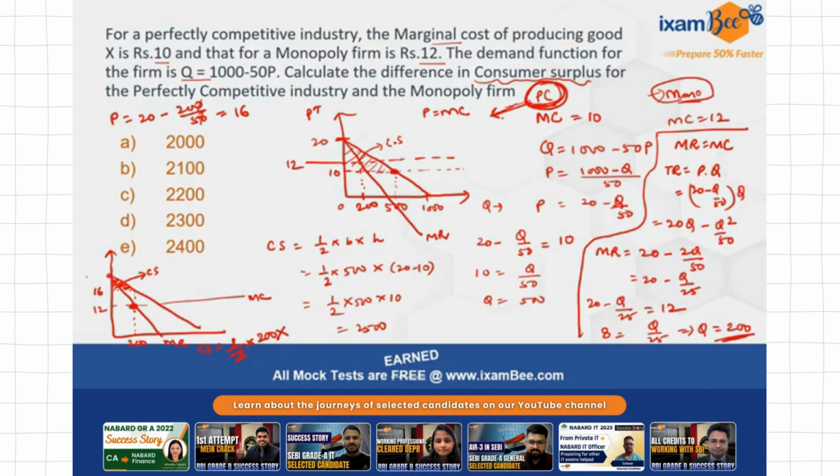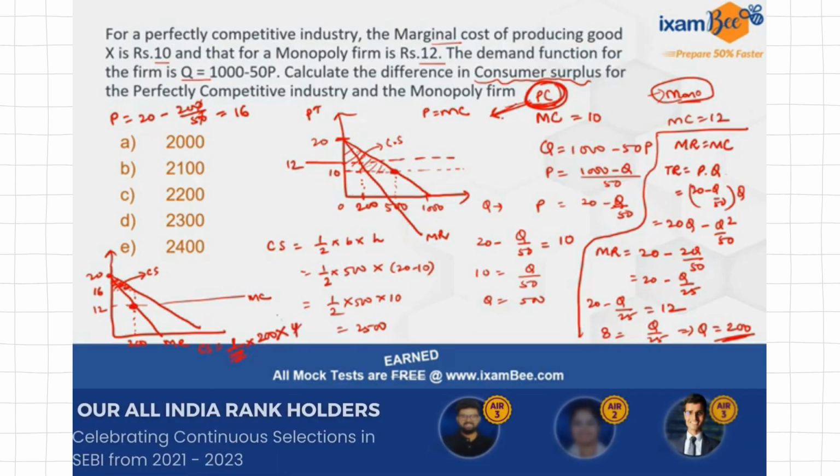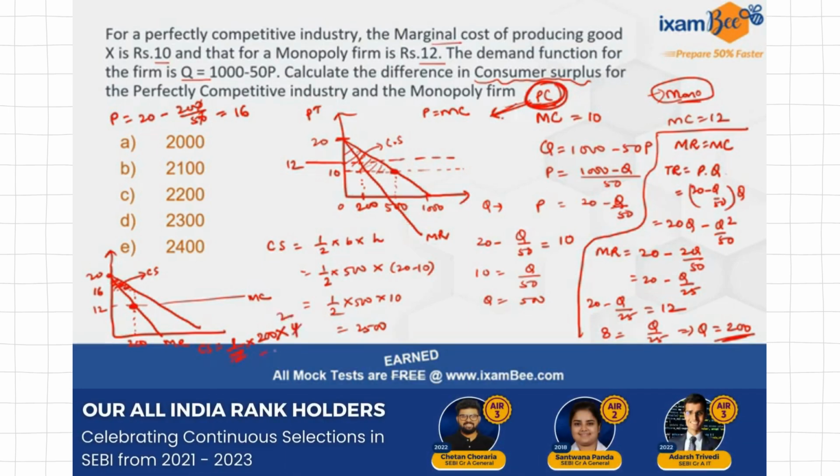Height would be how much? This point, this is 20, right? You know, the y-intercept. So 20 minus 16, which is 4. Okay, so this cancels each other out. This is going to be 2. So the consumer surplus here is 400 in this case, right? In case of a monopolist.